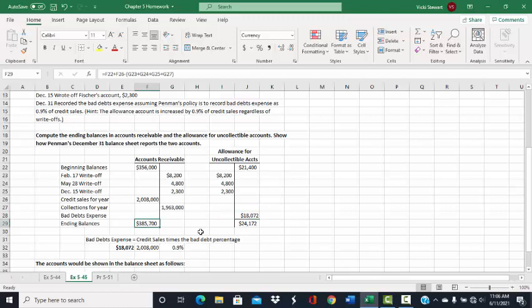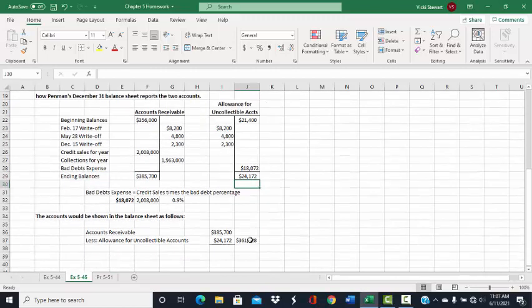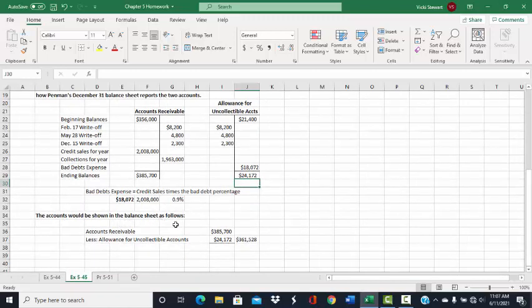I have the spreadsheet calculating the balance in the account, so our accounts receivable at the end of the year would be $385,700 and our allowance would be $24,172. The accounts would be shown on the balance sheet by showing first the gross amount of accounts receivable, then the allowance for uncollectible accounts, and then the net amount for accounts receivable. And that is the conclusion of the demonstration for exercise 545.